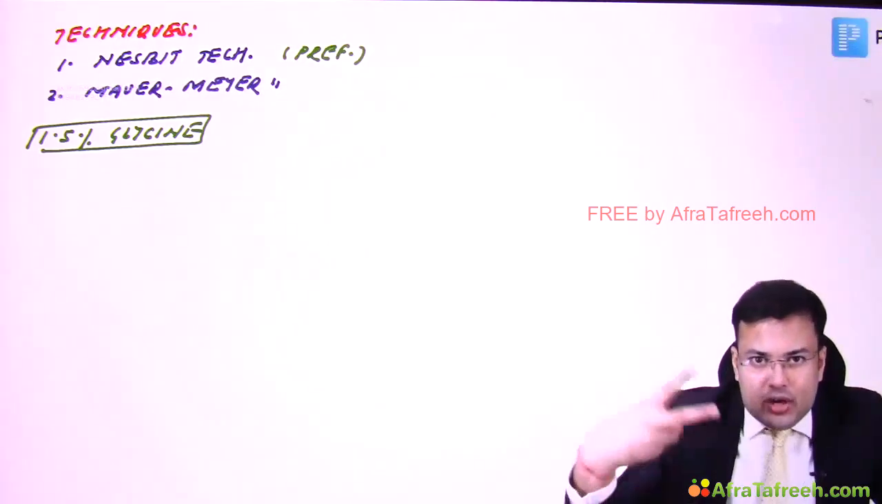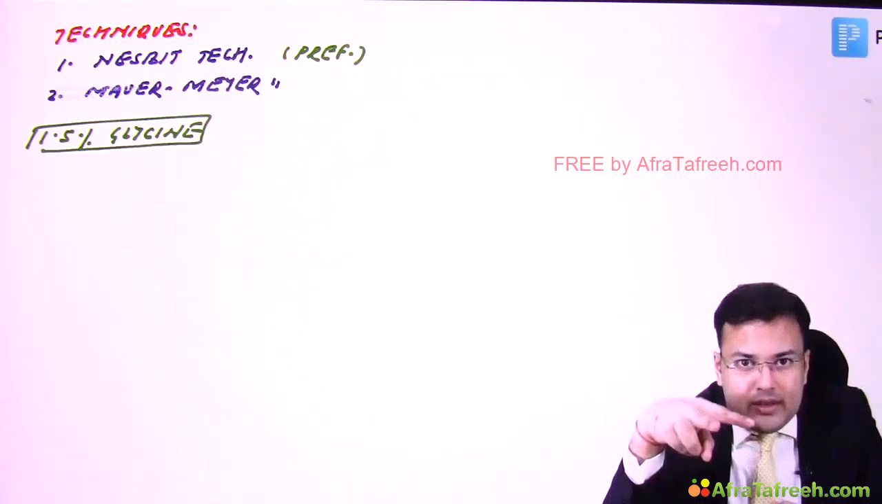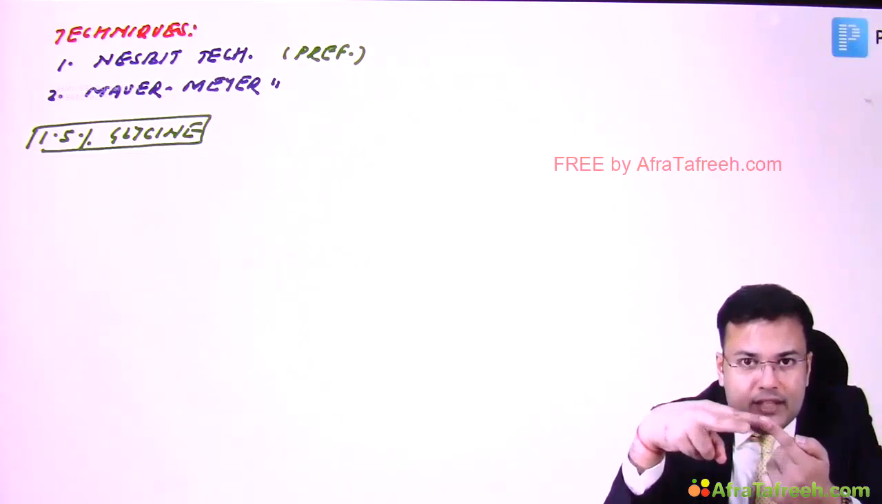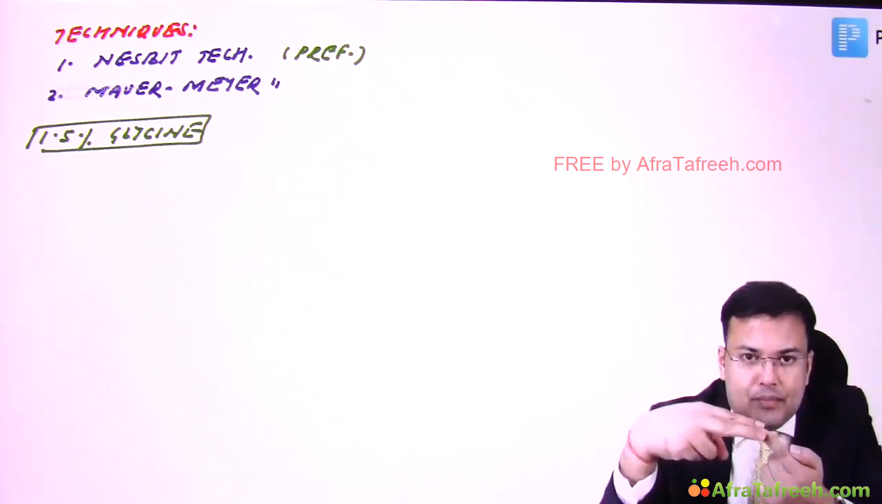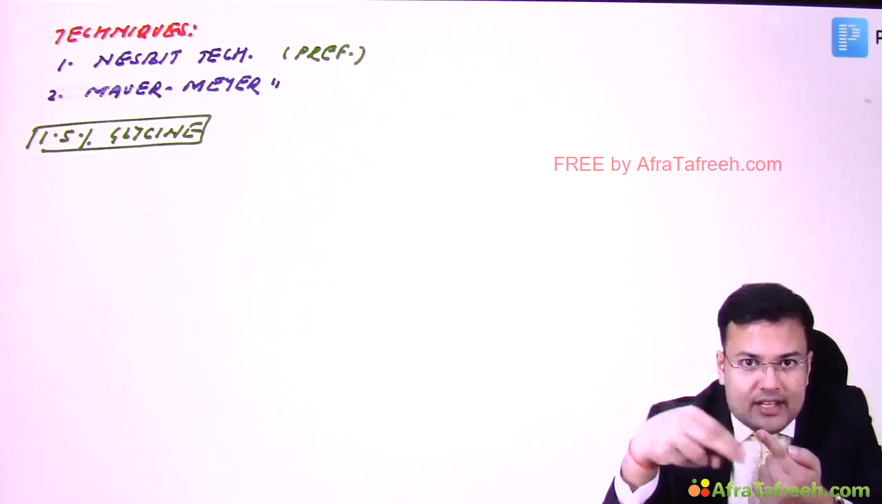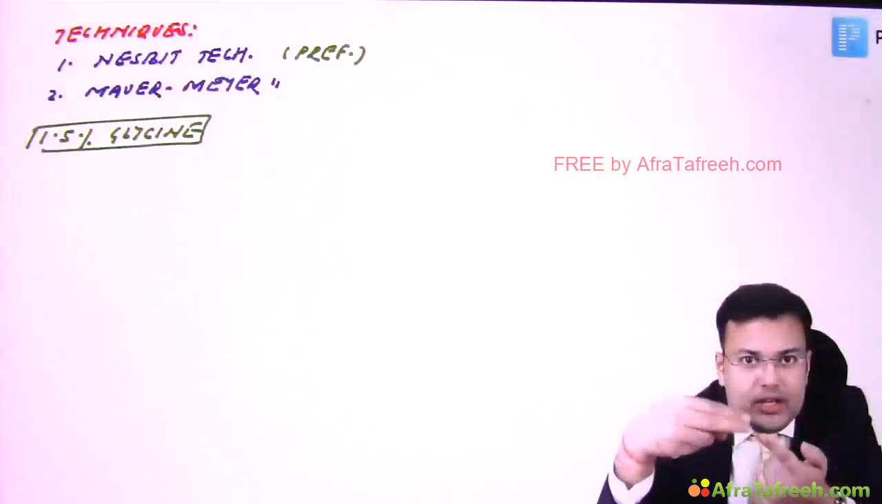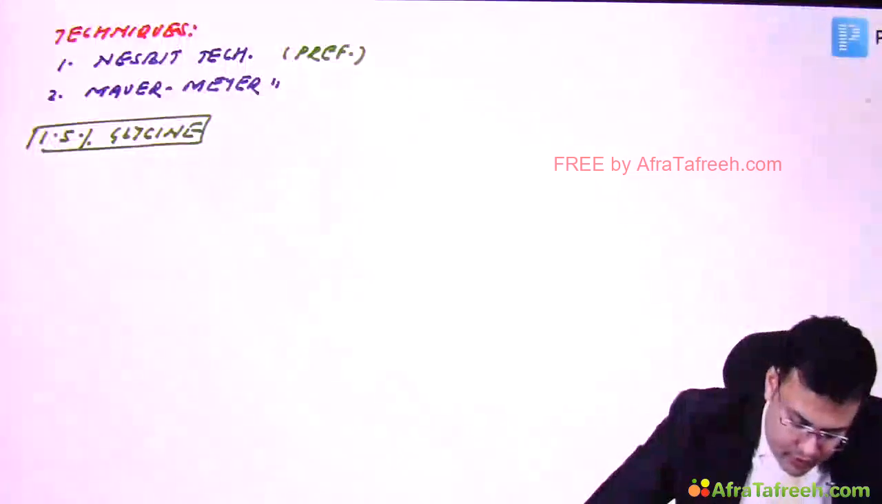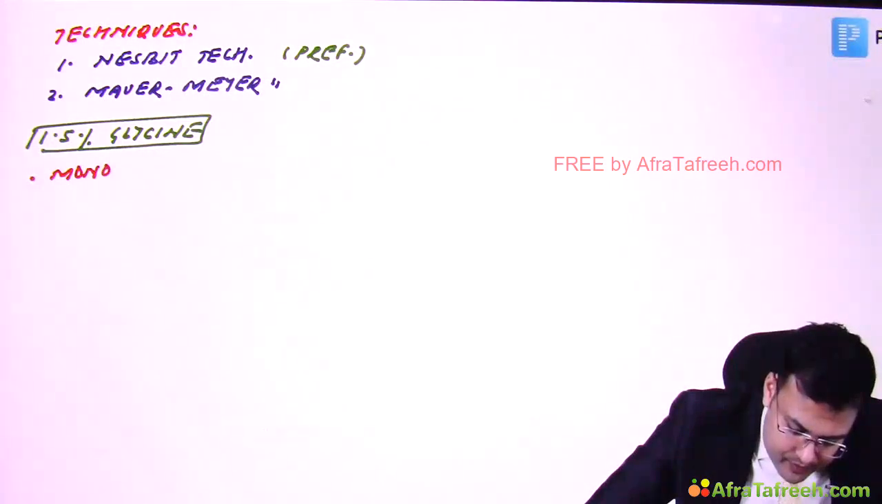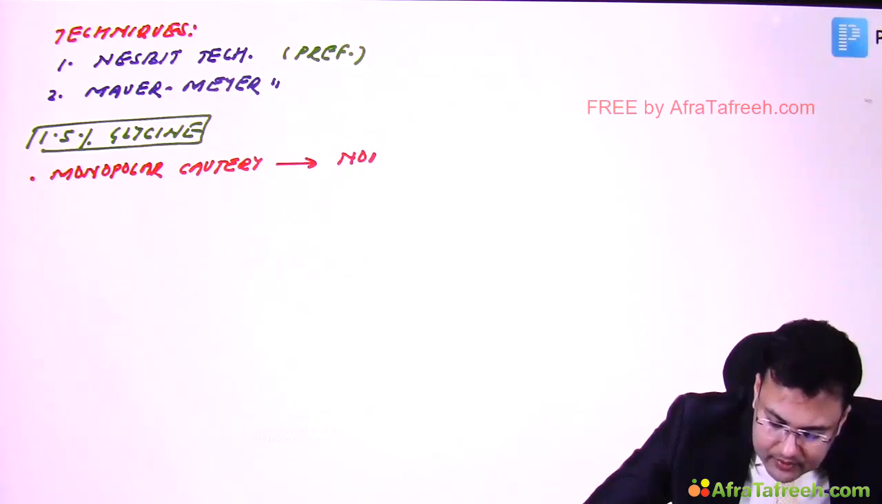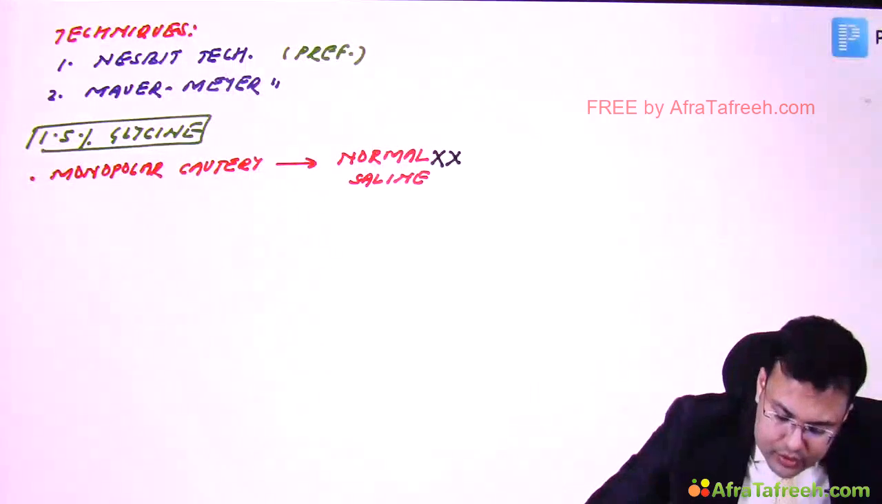What happens in bipolar cautery? You have seen that it is a forceps-like instrument and there is a short circuit between the limbs of this forceps. Whenever you are using this bipolar cautery, there is local flow of current, right? So here there is a short circuit between these two limbs. So here you can use normal saline. So with monopolar cautery, we don't use normal saline; it should not be used.